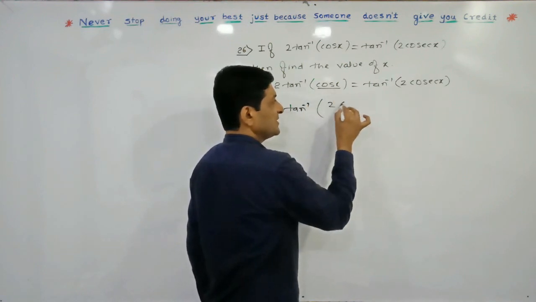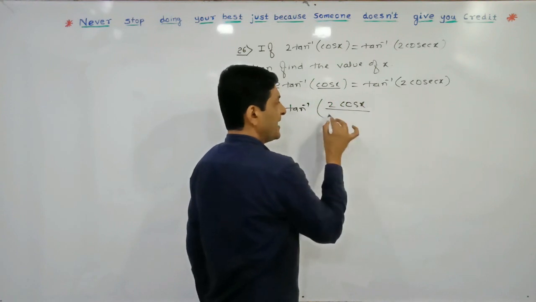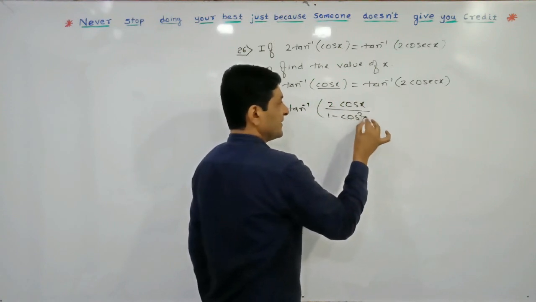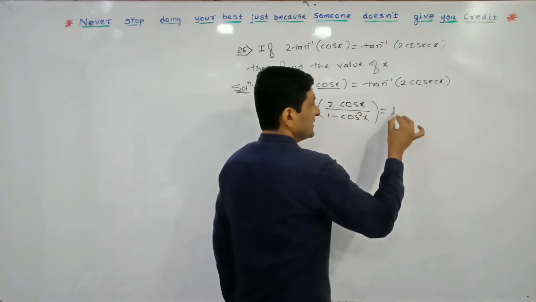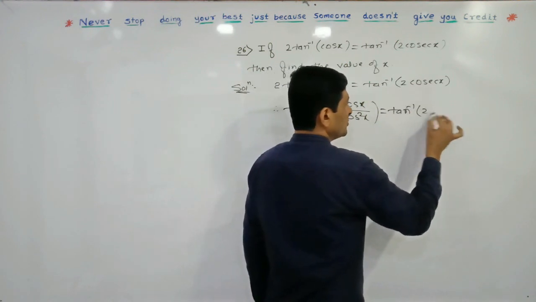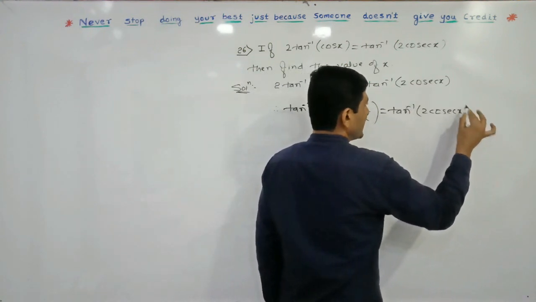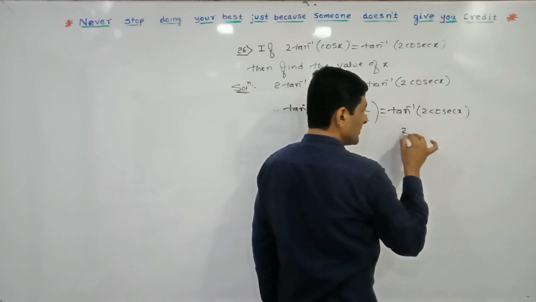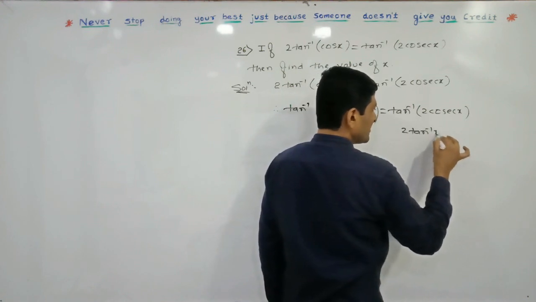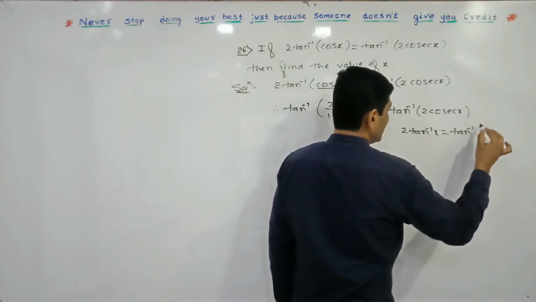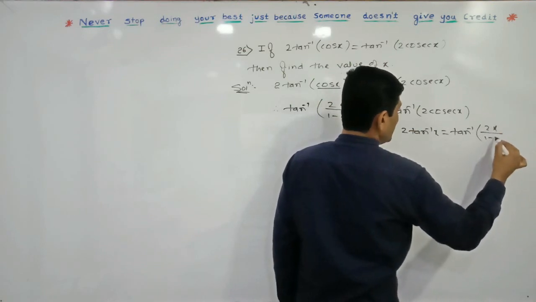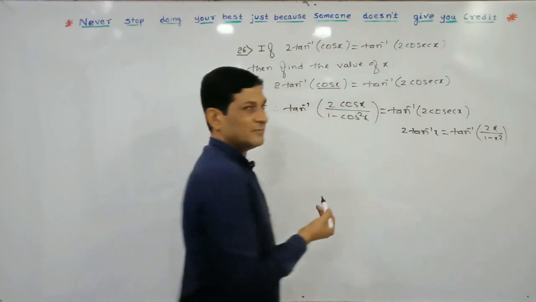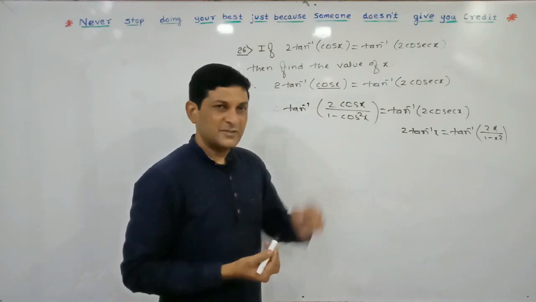What is the value of x here? Cos x divided by 1 minus cos square x. On this side, tan inverse of 2 cosec x, keep it as it is. So again see which property we are applying here: 2 tan inverse of x is equal to tan inverse of 2x upon 1 minus x square. Well, this value we have got applying this property.